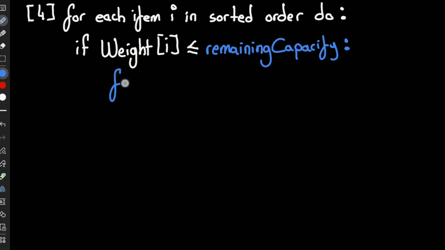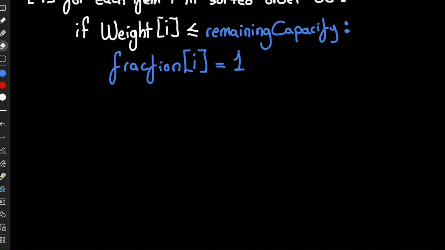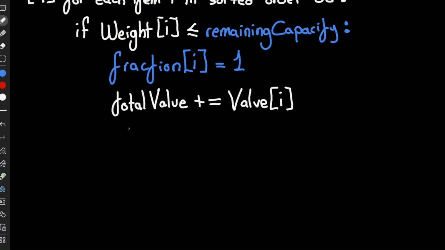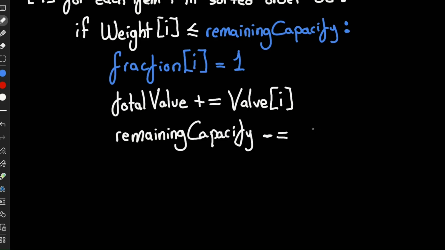So I will say that the fraction of that item is 1, since we will take that item as a whole. And right after that, I will update the total value and remaining capacity. I will update total value, which will increase by the value of I, and I will also decrease the remaining capacity by the weight of that item.